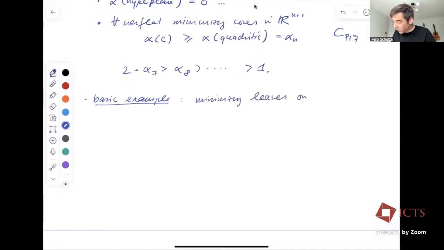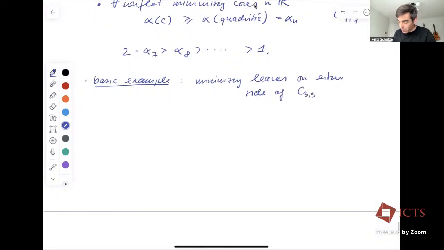On either side of the Simons cone. Okay, so what was the picture? Let me just remind you. This was the standard picture we've had. This is the Simons cone C33.